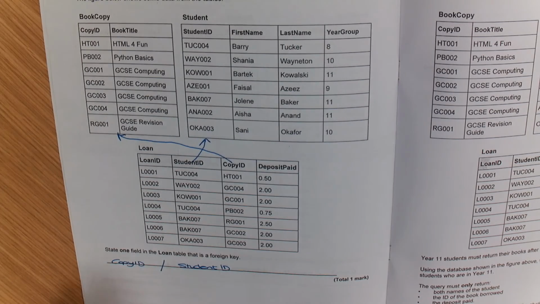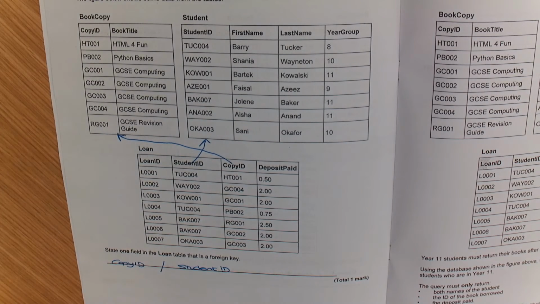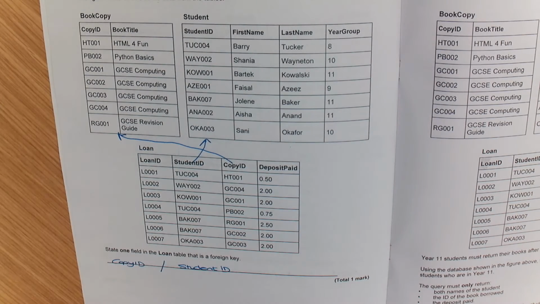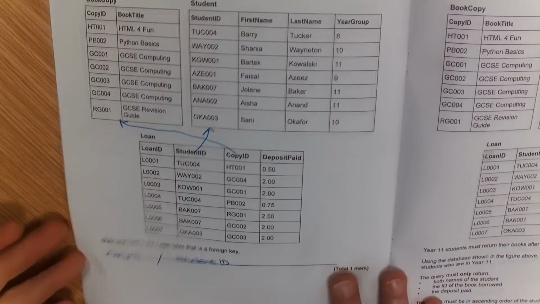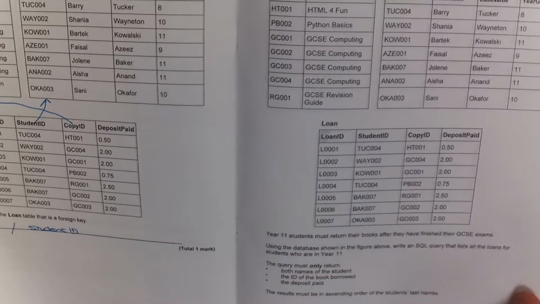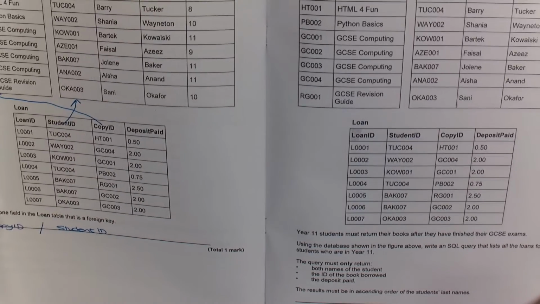Alright, so if you are struggling with the foreign key, always look for the key that is linking the tables together. Right, I might need to do this on another page.